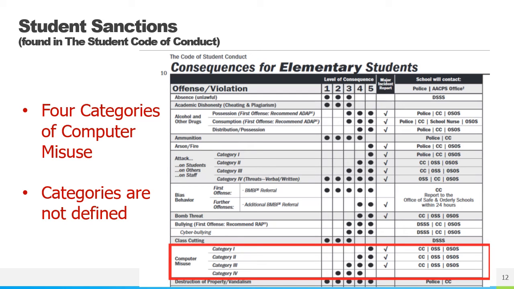And also, there are 4 categories of computer misuse. The categories are not defined. I looked everywhere and I just could not find what the categories are. So for instance, the first line, it says category 1. The level of consequence is 5. Okay, so I don't know what category 1 entails. And consequence number 5, there's many things that are in that consequence level. So it's very confusing.